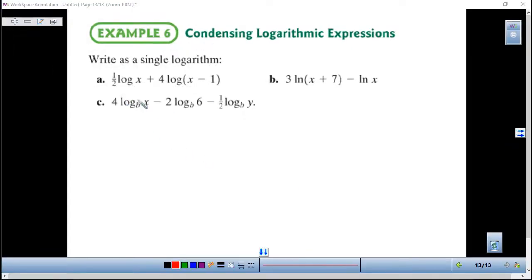Alright, so more of our problems here, and these are a little more complicated than the ones we were just dealing with. Not too bad. So let's look at A. First thing we want to do is get rid of those powers, get rid of the coefficients out front. We're going to use the power rule backwards and make the coefficients go away. So 1/2 becomes a power of x. The 4 becomes a power of x minus 1.